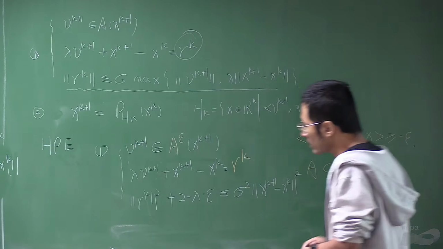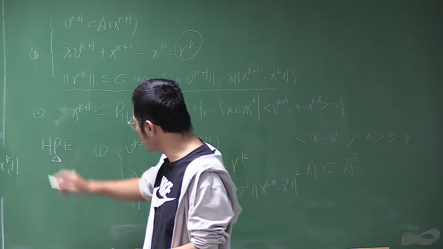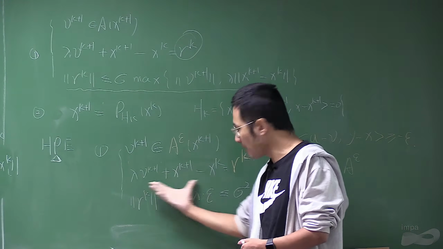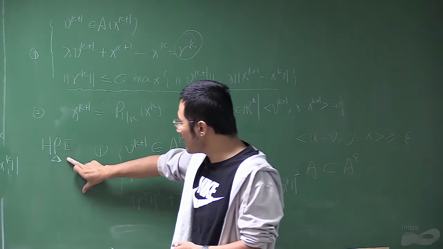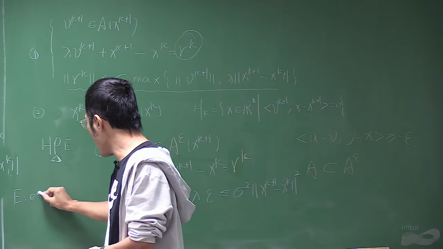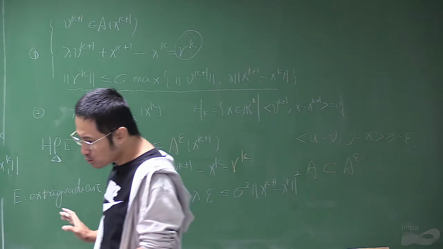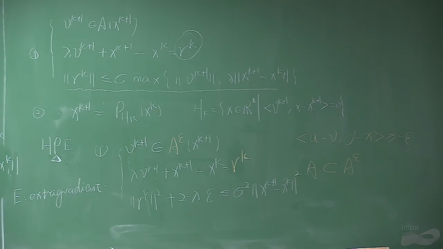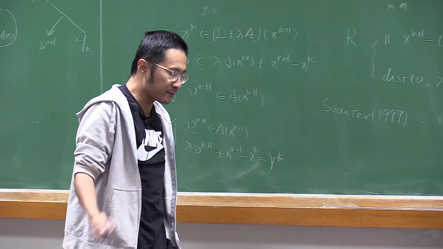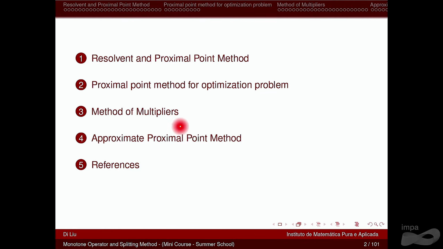Here, the proximal already appears in the first step, because it's a proximal system. Then we need to use this extra gradient. E means extra gradient. Actually, this extra gradient comes from the extra gradient method, or some people call it the Korpelevich method. It was first proposed to solve the variational inequality, and we can take a look at this method and see how it works.